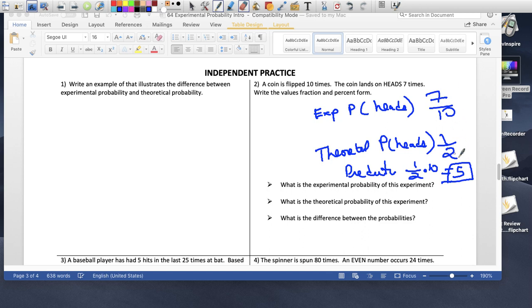Did it land on heads 5 times when you flipped the coin 10 times? No, it landed on heads 7 times. So it was a little bit more than expected. 2 more, actually.